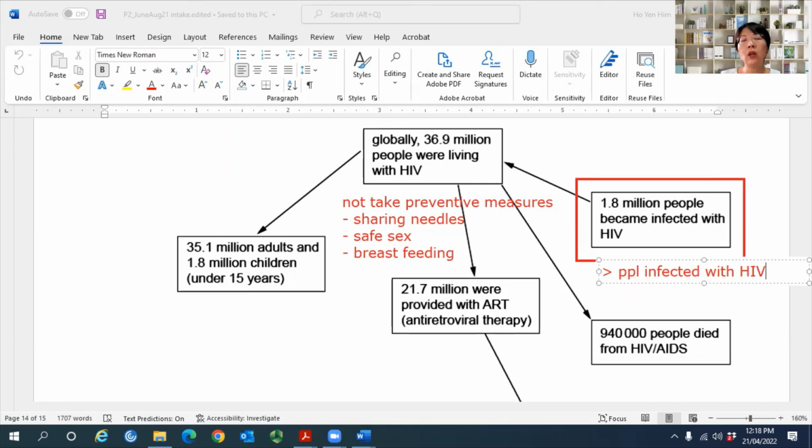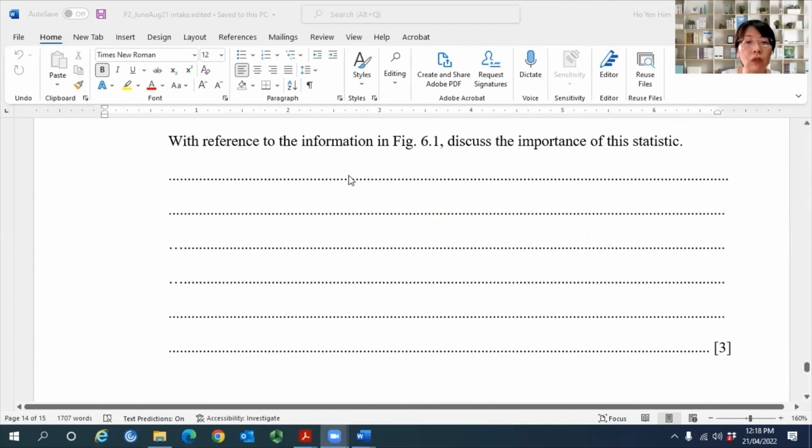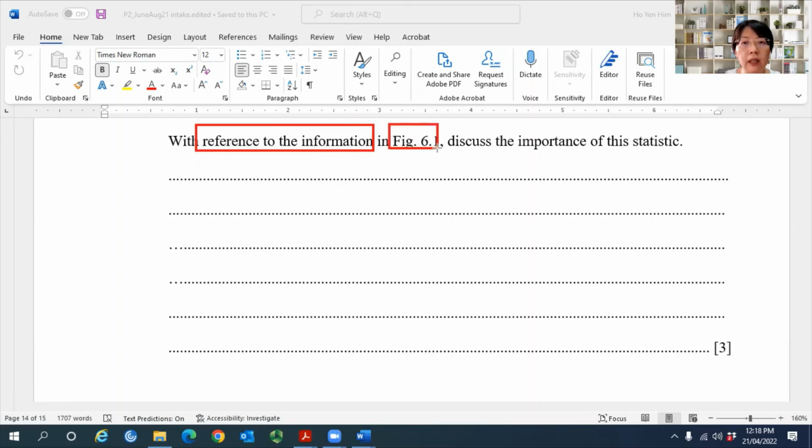So this is how you use the information in the question to answer the question. I'm using everything that's in the figure to help me answer the question only. That's what the question asks the student to do. It's supposed to refer to the information in the figure. Tell me what is the importance of this statistic. So it's to relate to that 25% of people who do not know. That's how you answer the question.